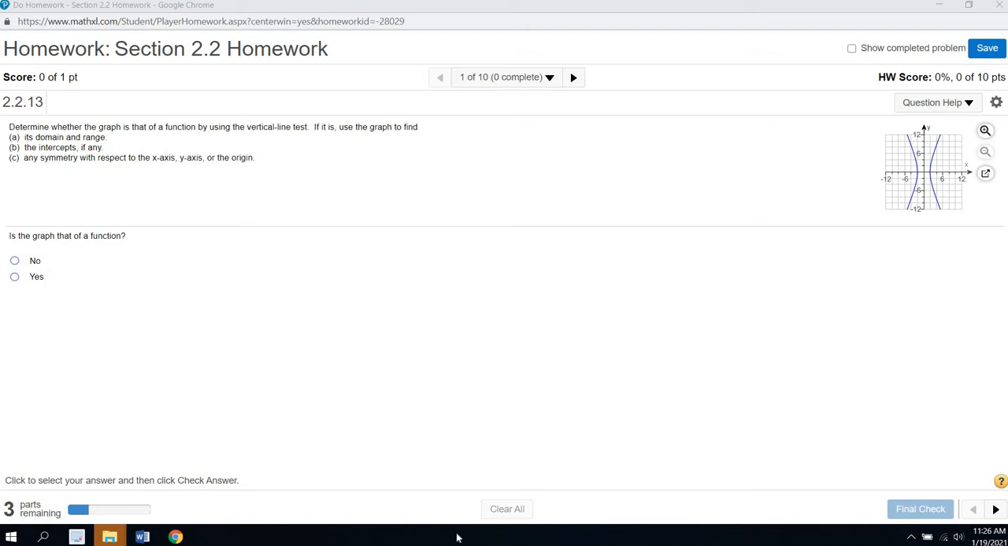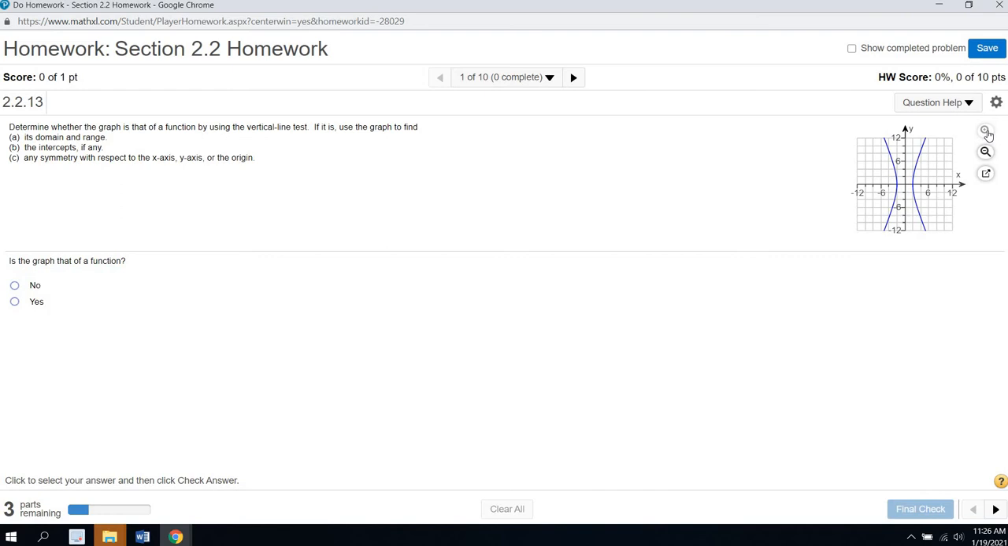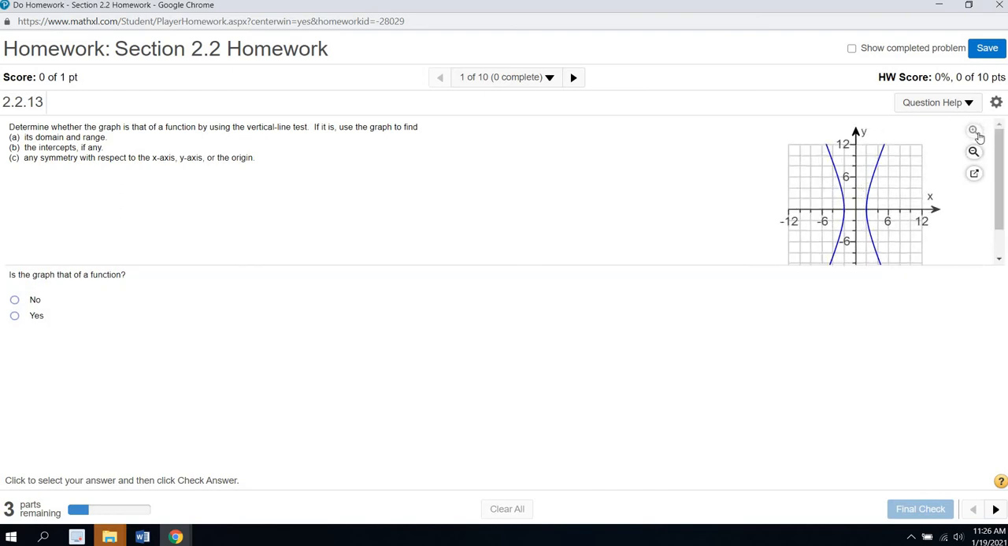hand side. And the question is, determine whether the graph is that of a function by using the vertical line test. So you know a function sends every x to unique y. And so what I want to show you is some things here. You can make this graph bigger by clicking on this plus. So if it's really small, you can make it look a lot bigger. And so now I can see about this graph.